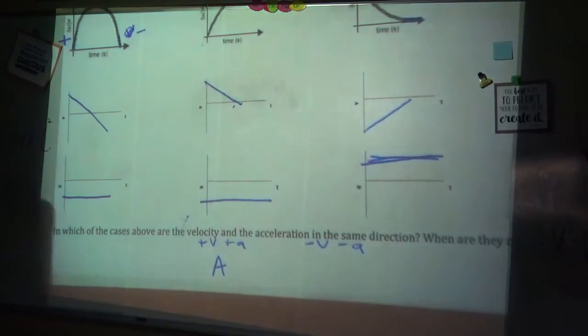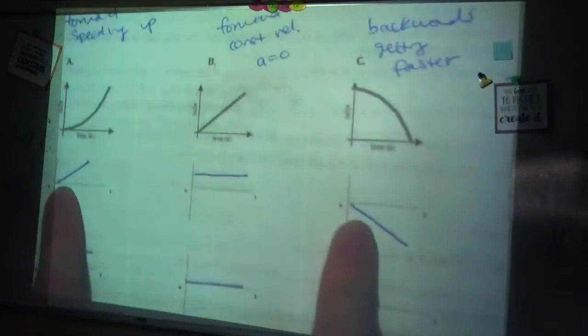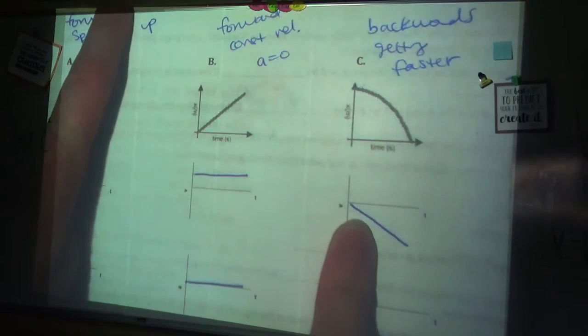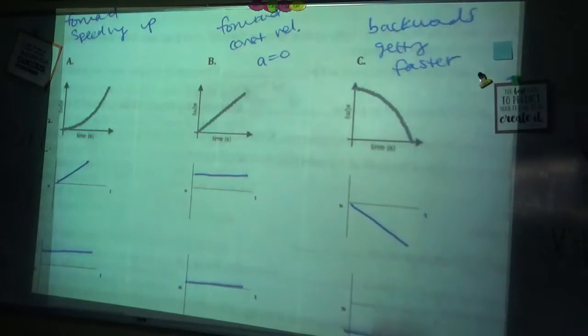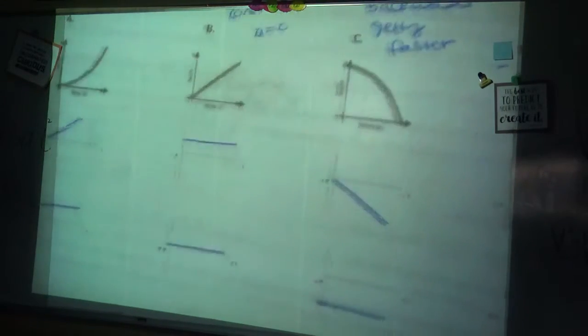And then negative velocity and negative acceleration would be graph C, because this is below the axis and below the axis. And in both of these cases, A and C, they were speeding up. This one was speeding up as it goes forward, positive, positive. This one was speeding up or getting faster as it went backwards, negative and negative. When are they opposite directions?